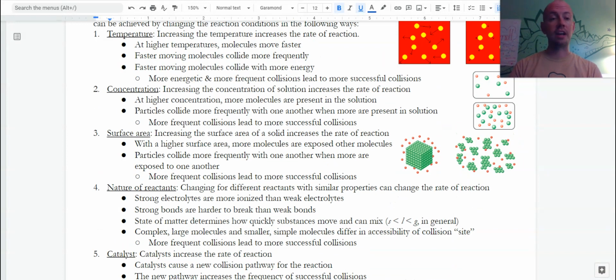But we've got these factors that all come back to understanding how hard and how they're oriented when molecules are hitting one another.